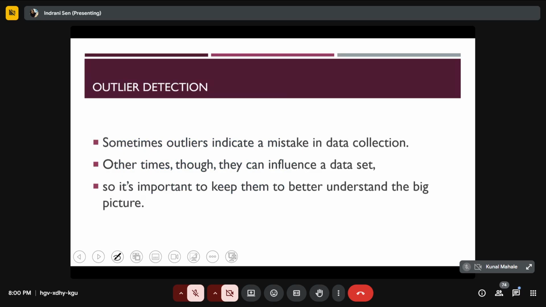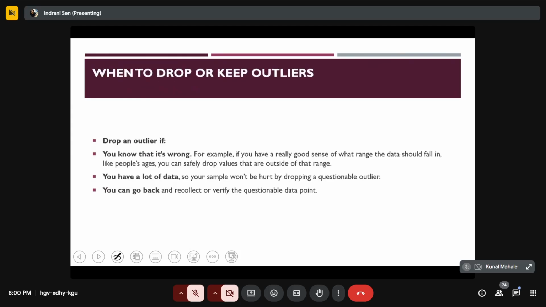So with the help of this, we can actually do outlier detection. Sometimes outliers indicate a mistake in data collection. Other times, though they can influence a data set, it is important to keep them to better understand the big picture. Whenever you're building a model or doing predictive analytics, it comes down to what kind of decision we can take. Do we want to drop outliers or not?